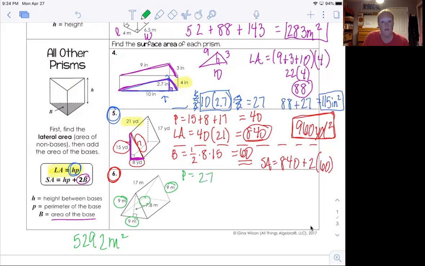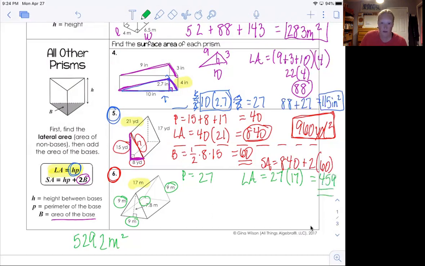Do you guys know what kind of a triangle that is? Yeah, equilateral triangle. Nice. Now we're going to find the lateral area, which is the perimeter times the height between the 2 bases. If you look up here, here's the height between the 2 bases. So I'm going to multiply that by 17. The lateral area, that rectangle on the sides of those 2 triangular bases, ends up being 459.